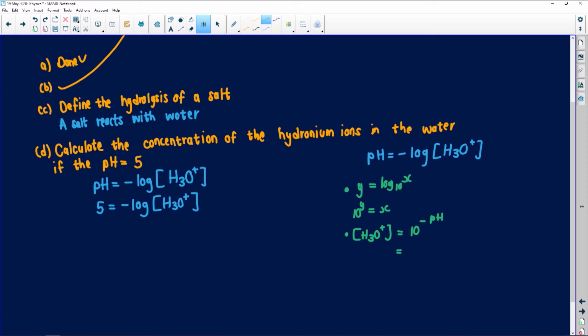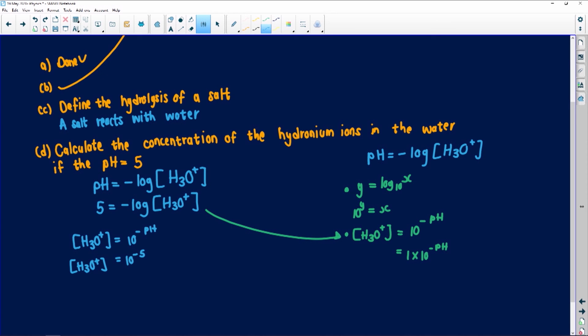And then you can even spice it up and write 1 times 10 to the negative pH, and then you just substitute your pH. So in this case, I'm going to take this method, which I feel is the easiest. I'm looking for the concentration of H3O+, right? I write 10 to the negative pH. What is my value of pH? They told me that my pH is 5. So I'm going to have 10 to the negative 5.